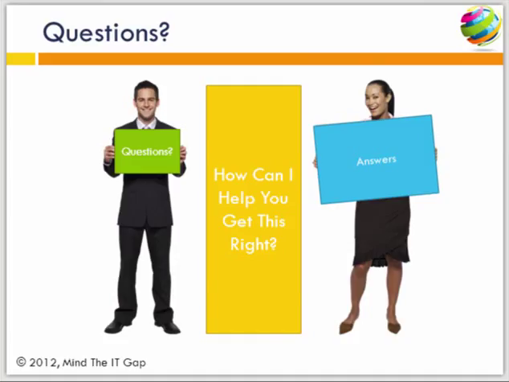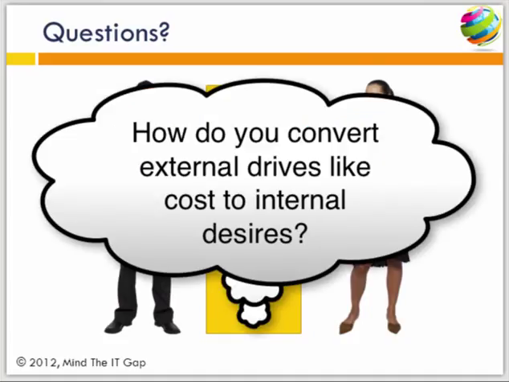Let's see. How do you convert external drivers like cost to internal desires? I'm going to go back and look at something like COBIT. COBIT actually has a mechanism for saying, okay, what is the current business driver? And it maps those business goals and objectives to IT goals and objectives, maps those to then IT processes, and within those IT processes, you have these activities that are defined.